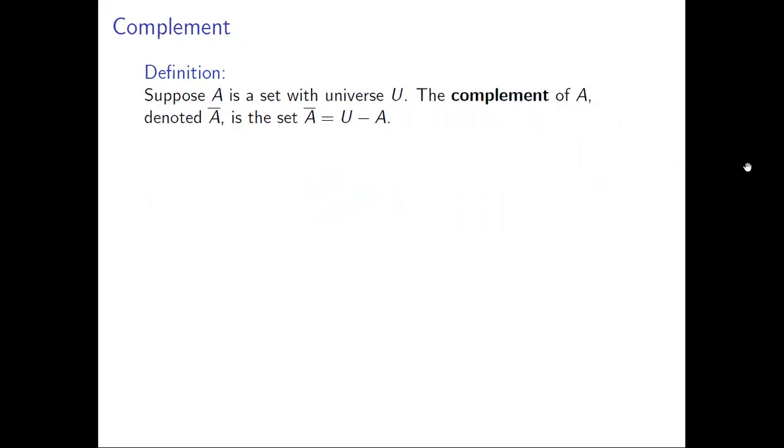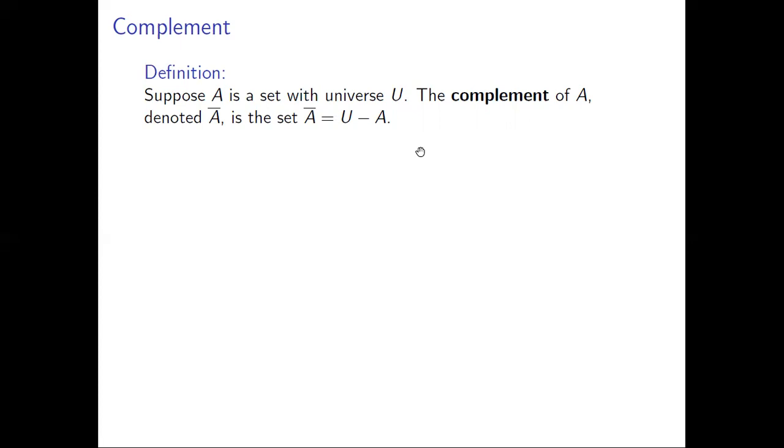So now that we have this idea of universe, we can define our next operation. Suppose A is a set with universe U. So A is a set, and it's part of this larger universe. The complement of A, which is denoted with A with a bar on top, is equal to the universe minus A, U minus A. If you start with the universe and take away everything that's in A, you're left with the complement of A. In other words, the complement of A is everything in the universe that is not part of A.